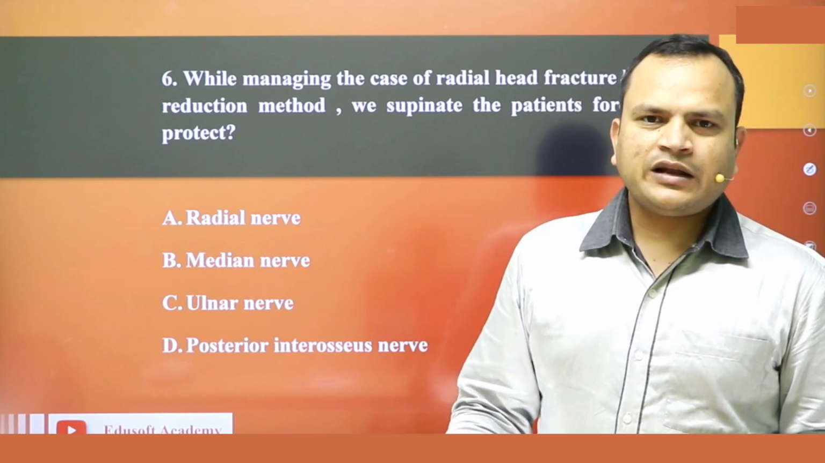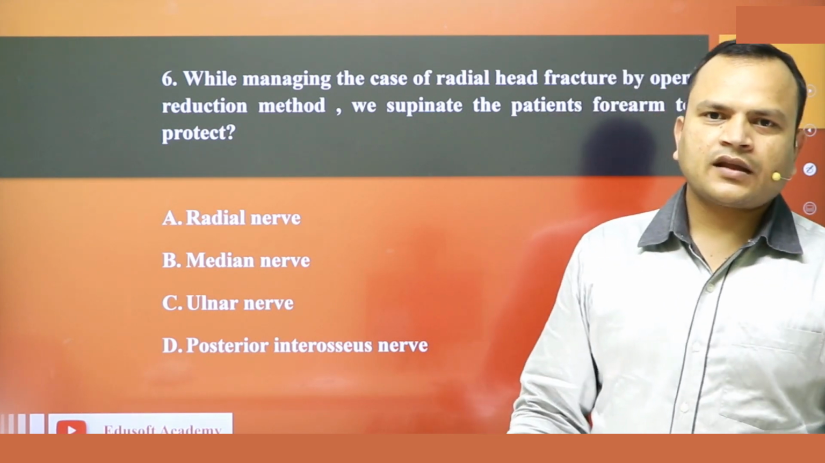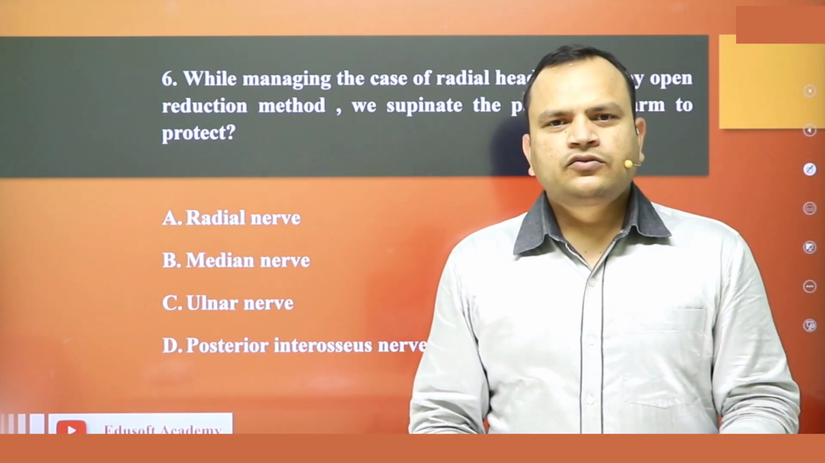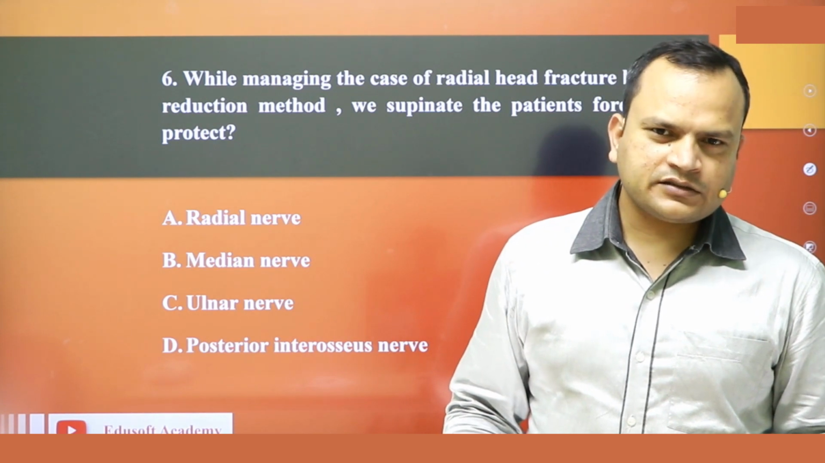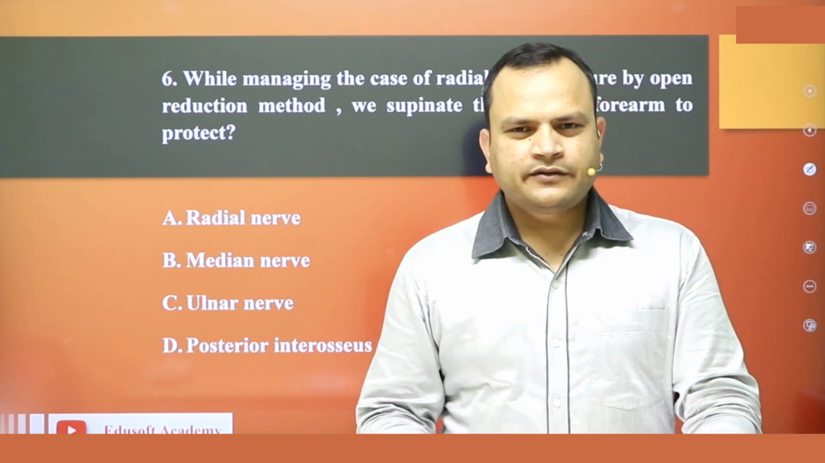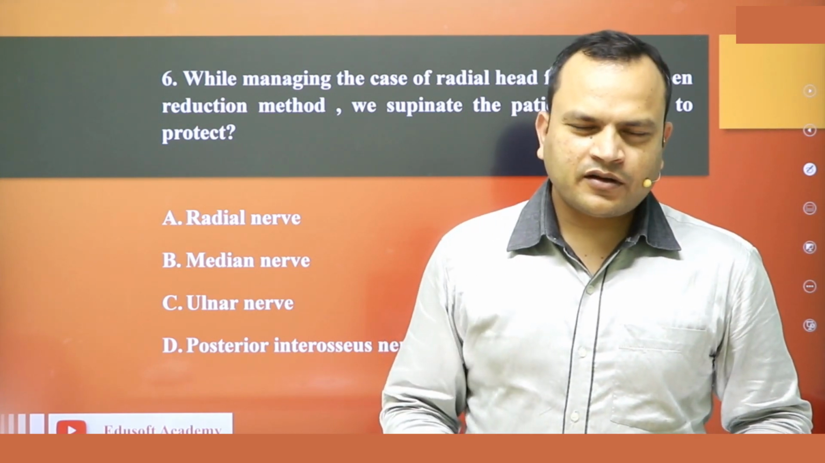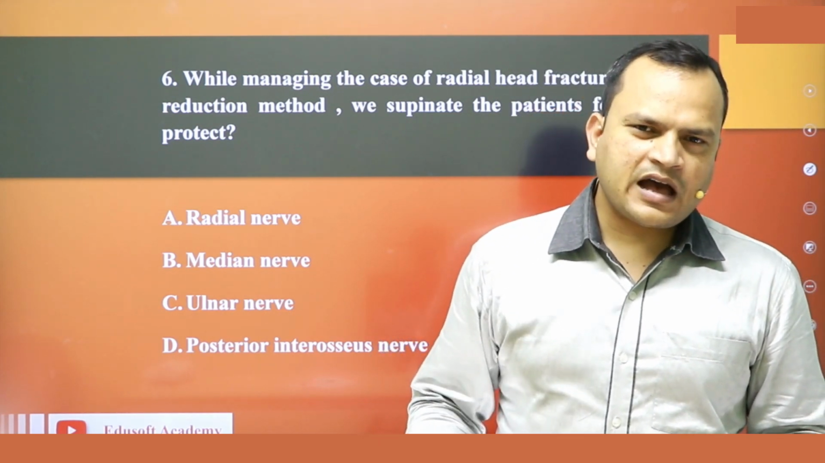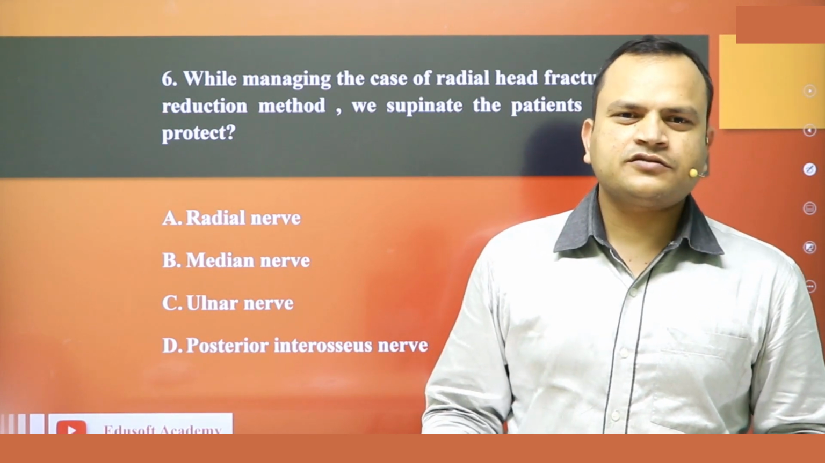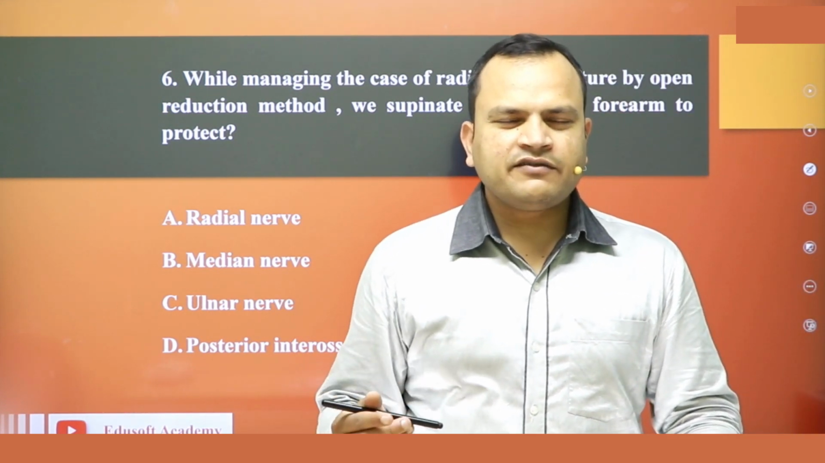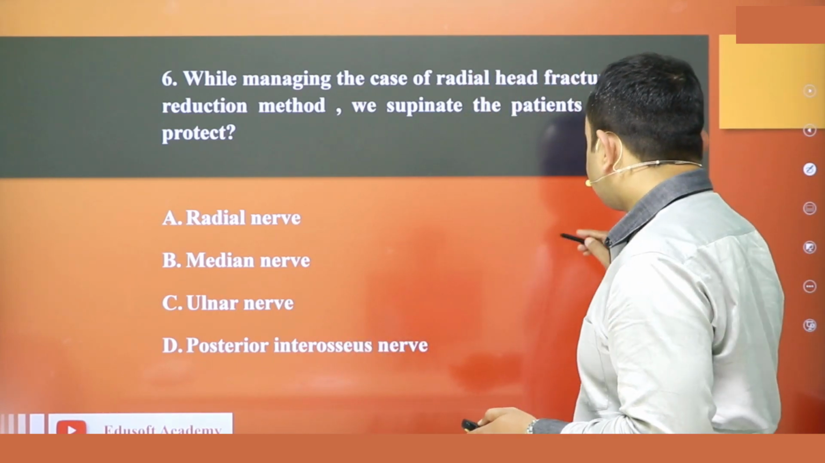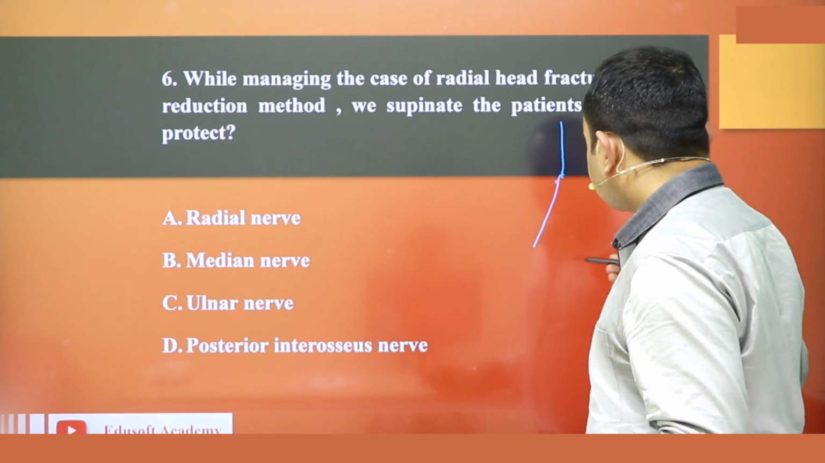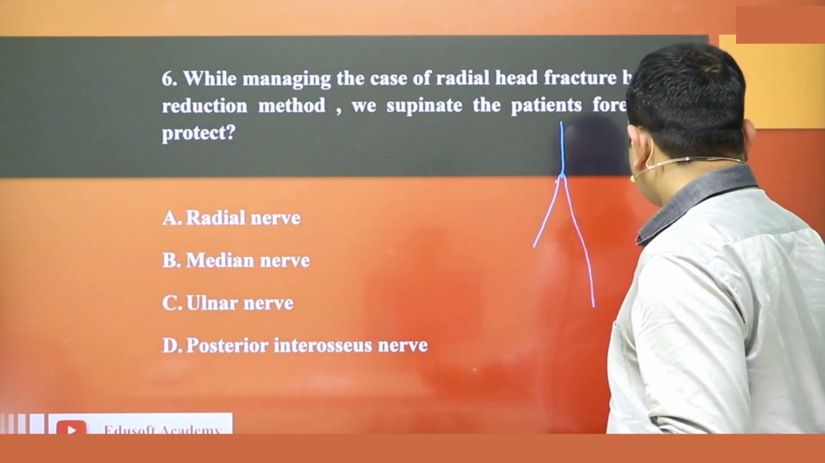So, coming to the next question: while managing a case of radial head fracture by open reduction method, we supinate the forearm to protect what? In proximal forearm fractures where the radius fracture is involved, the posterior interosseous nerve is the concern, which is the branch after it divides from the radial nerve.